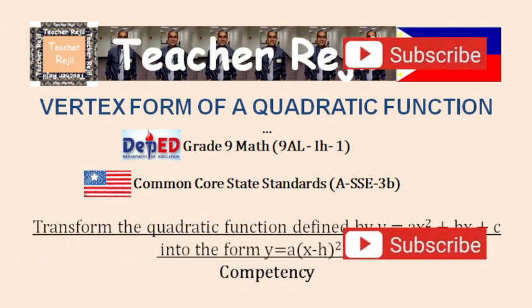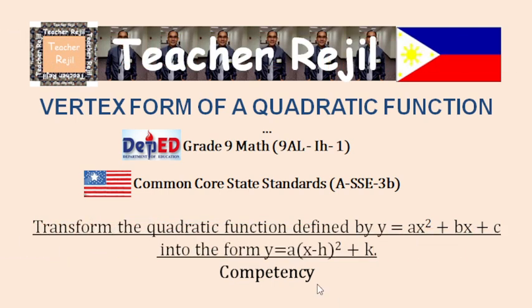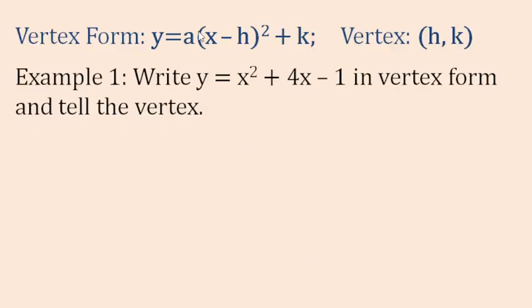This video is to address the competency: transform the quadratic function defined by y equals ax squared plus bx plus c into the form y equals a times the quantity x minus h squared plus k. Actually, this y equals a times the quantity x minus h squared plus k is called the vertex form of the quadratic function. And the point (h, k) is called the vertex.